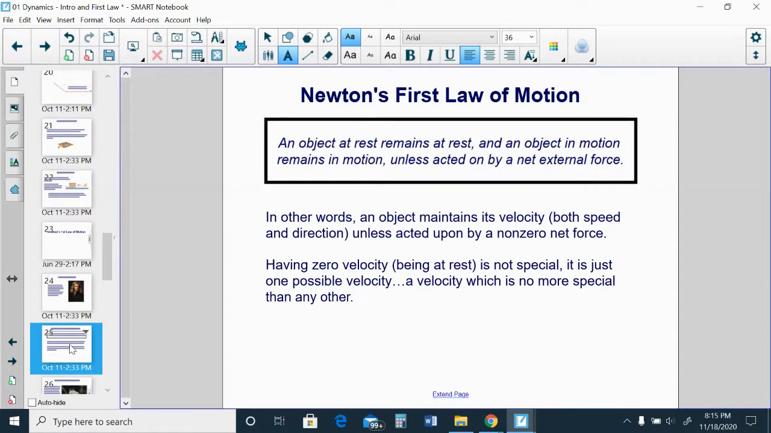This law, the first law of motion, proposes that an object at rest remains at rest, and an object in motion remains in motion unless acted on by a net external force. In other words, an object maintains its velocity, both speed and direction, unless acted upon by a non-zero net force. Having zero velocity, being at rest, is not special. It is just one possible velocity, no more special than any other. So it's still considered a velocity.